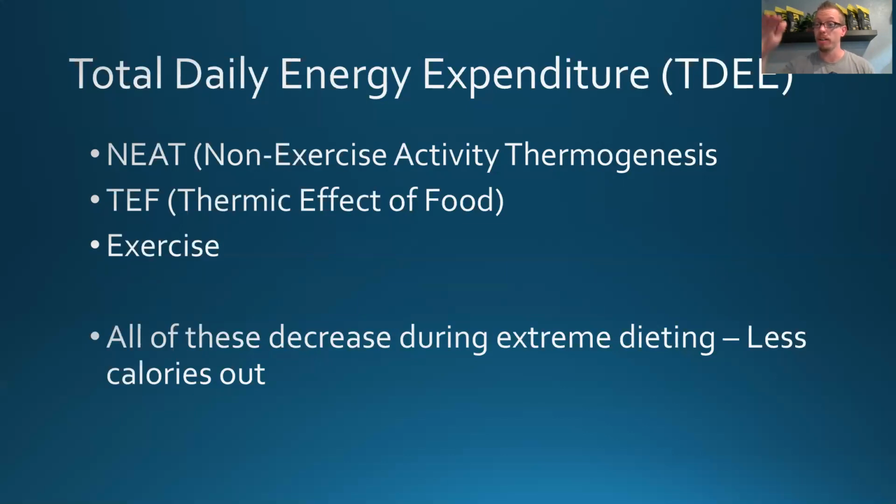Your body's very smart. It slows down all of these processes to match what you're doing to your body so you don't dissipate into nothing. Because if it kept the same, you're burning the same amount, you would eventually shrivel into nothing, correct? So it's very smart in balancing everything out. So if you're extreme dieting, you're burning fewer calories during NEAT, fewer calories during exercise, and fewer calories while digesting food.